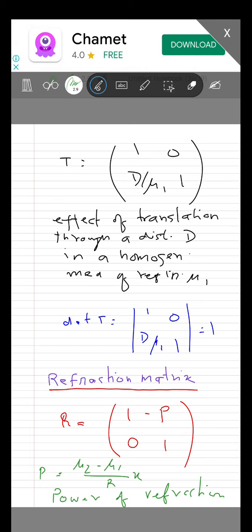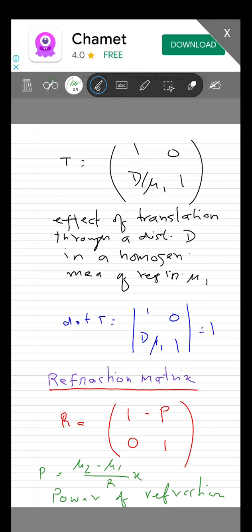Now we have the translation matrix, we have the refraction matrix. Now what we will find out here is a system matrix. That means the ray has to both travel through the same medium and also get refracted when it confronts a medium of different refractive index. So that is why we require a system matrix for a particular system.